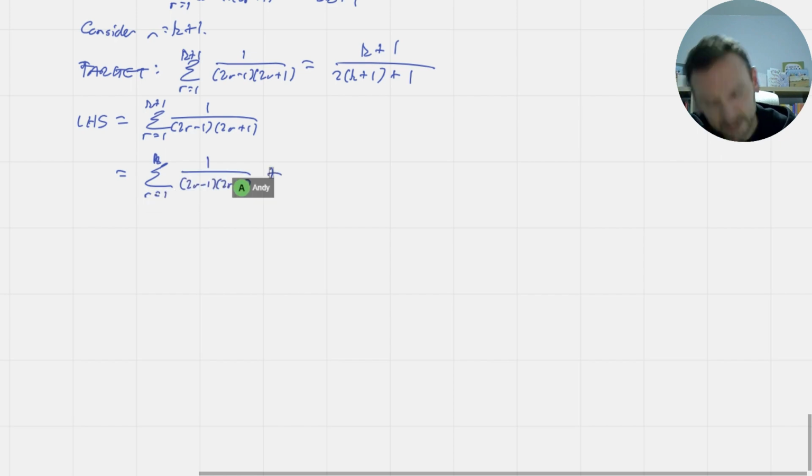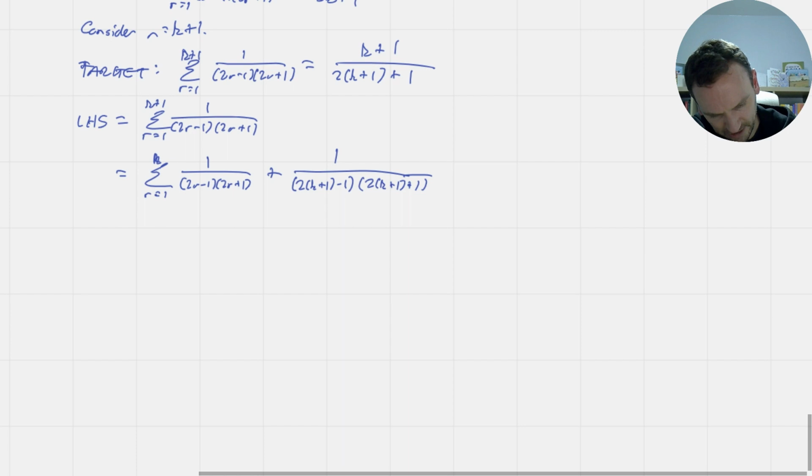And then, well, what do we need to add on? We need to add on the k plus 1th term. That's what's not included in the summation. So we're going to have plus, and then at this stage I'm going to explicitly replace r with k plus 1 just to show what's going on. You could try and simplify all in one here. It's just taking a bit of a risk.